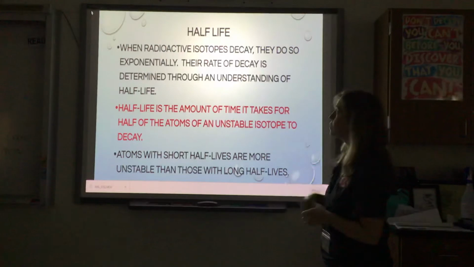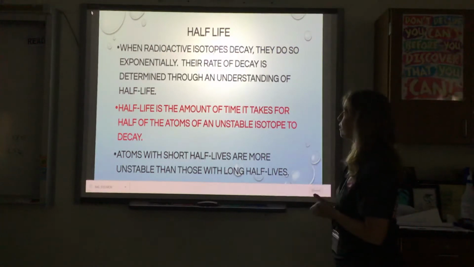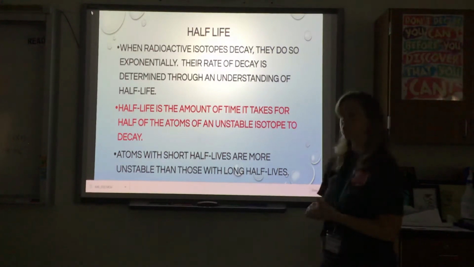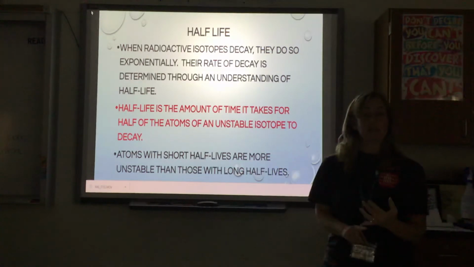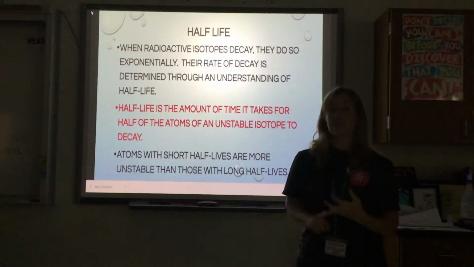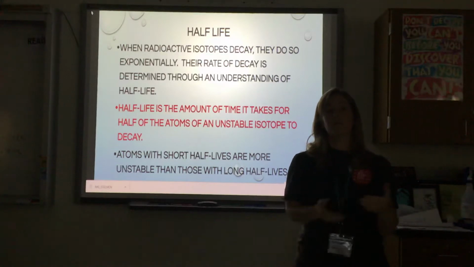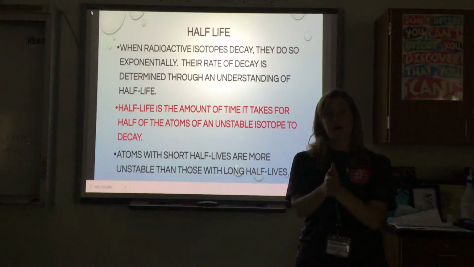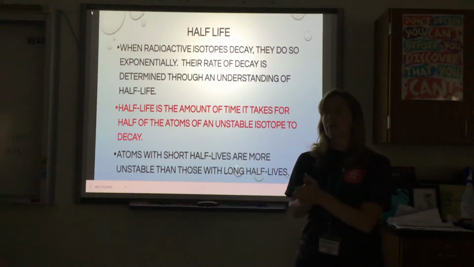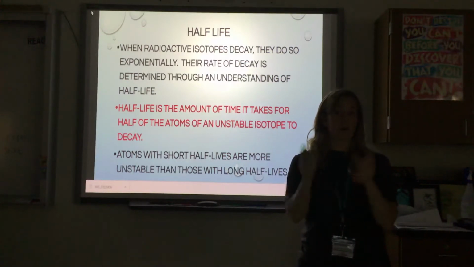The rate of decay is determined through an understanding of half-life. So, half-life is the amount of time it takes for half of the atoms of an unstable isotope to decay. So, time could mean anything. It can mean seconds, it can mean days, and it can mean years. So, depending upon the radioactive sample will depend upon the time that it takes for the sample to decay half of its mass. Now, the penny lab, we use 3 seconds as our half-life.